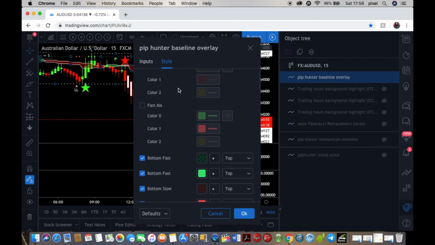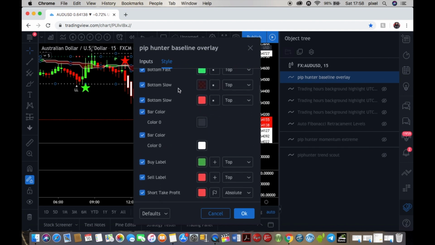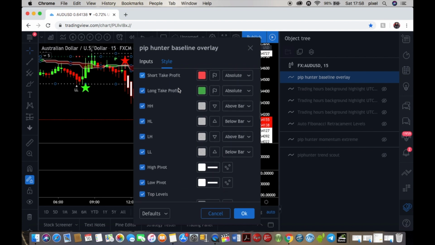That's in the inputs tab. This is my style tab. This is what I've got switched on and what I have switched off at the moment.